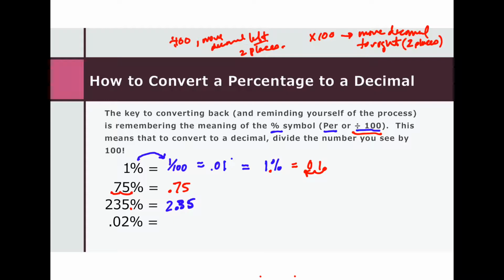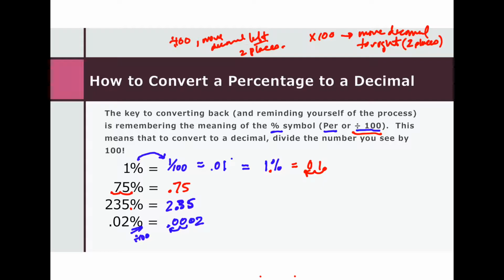And with 0.02%, I wanted to change that to a decimal. Remember, the percent means divided by 100. Divided by 100 moves it to the left 2 spots, so that gives me 0.0002. I actually have 3 zeros and a 2 rather than just 1 zero.